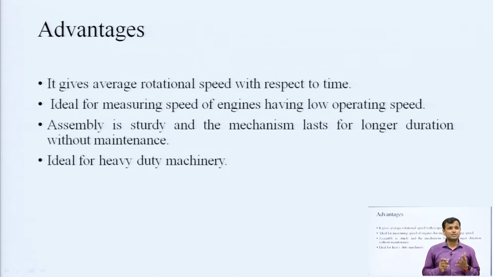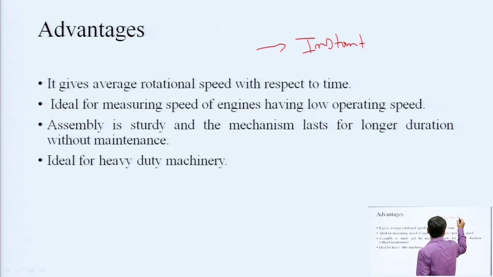So there are various advantages of the mechanical fly ball angular velocity sensor, or the centrifugal tachometer, or the mechanical fly ball tachometer. First, it gives the average rotational speed with respect to time, which means it is not used to give you the instantaneous speed.